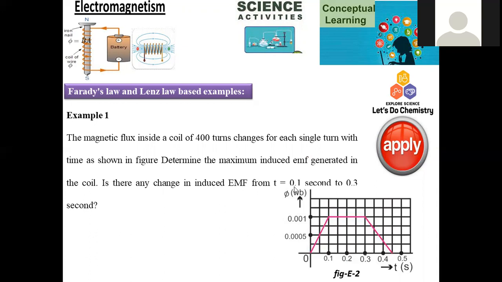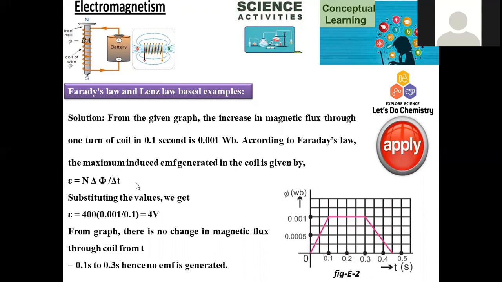Is there any change in the induced EMF if time is equal to 0.1 seconds to 0.3 seconds? Here the time duration given was 0.1 to 0.3 seconds. Within this time, how much EMF is originated in this 400 turn coil? So for this purpose, we have the solution here.